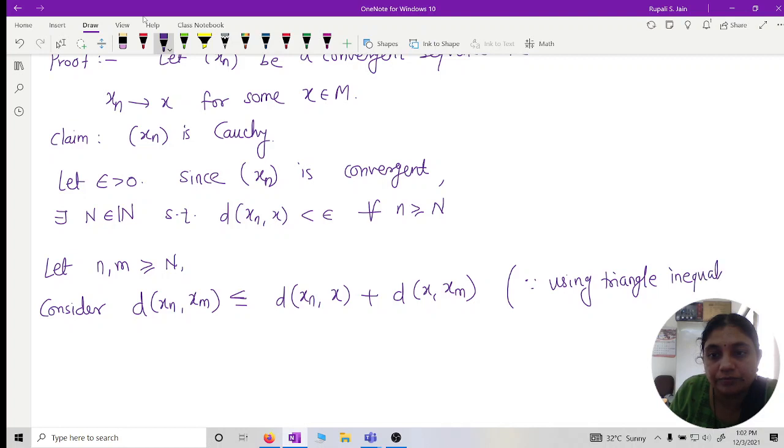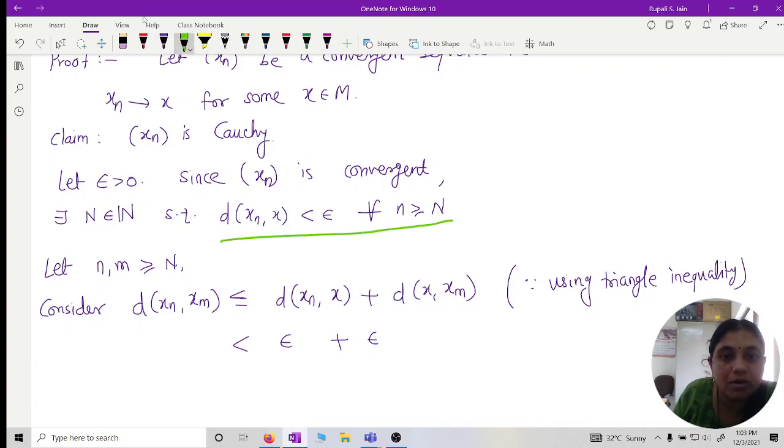Inequality. What can I say? This is less than epsilon. This is also less than epsilon, right? For all n greater than or equal to N, the distance between xn and x is less than epsilon. So instead of this, I will write here epsilon by 2, epsilon by 2. Can I write like this? Which is nothing but epsilon.